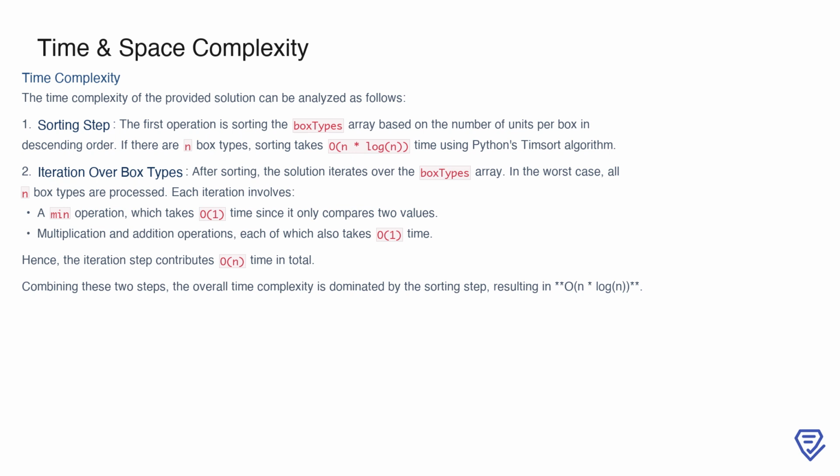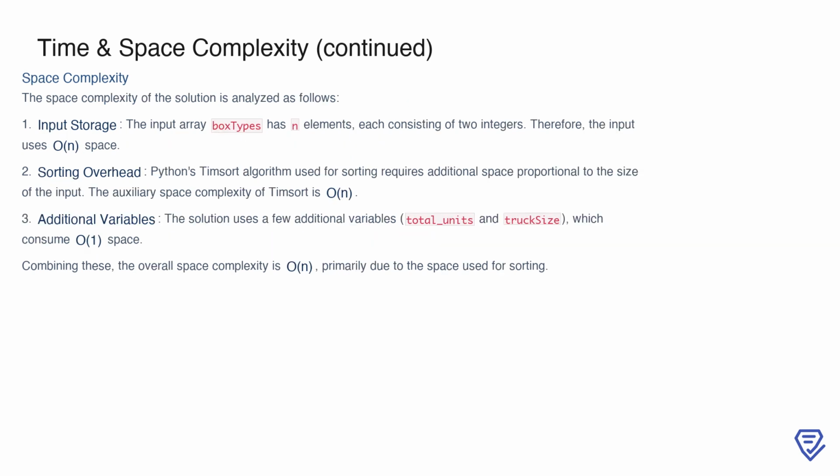During this iteration, for each box type, we perform a constant time operation to calculate the minimum of 2 values, followed by basic arithmetic operations like multiplication and addition, which are also O(1). Since we process all n box types in the worst case, this iteration step has a linear time complexity of O(n). Combining these 2 steps, the overall time complexity of the solution is determined by the sorting step, resulting in O(n*log n).